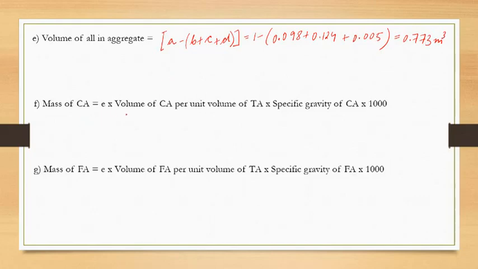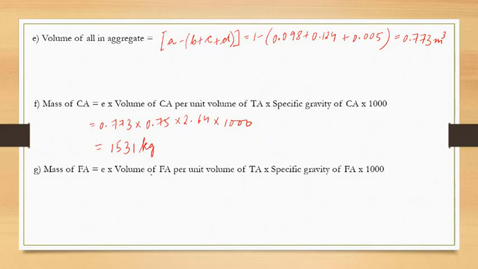Next, we have the mass of coarse aggregate. Here we get E into volume of coarse aggregate per unit volume of total aggregate into specific gravity of coarse aggregate into 1000. E is the volume of all-in aggregate, which we found as 0.773. Volume of coarse aggregate per unit volume of total aggregate, we already got as 0.75. Specific gravity of coarse aggregate is given in our question as 2.64, into 1000, which is equal to 1531 kg.